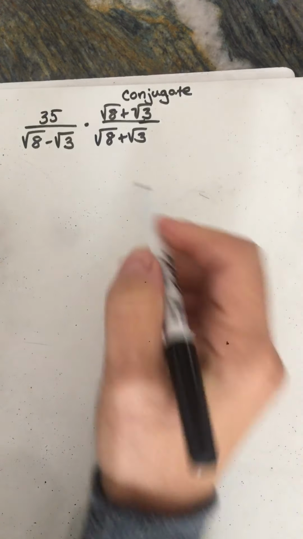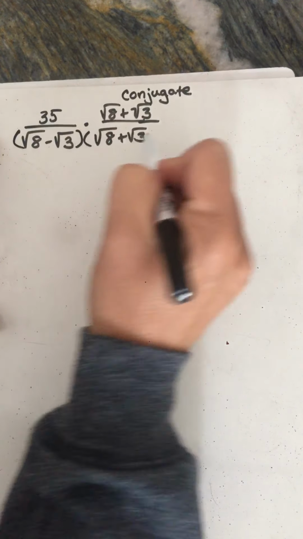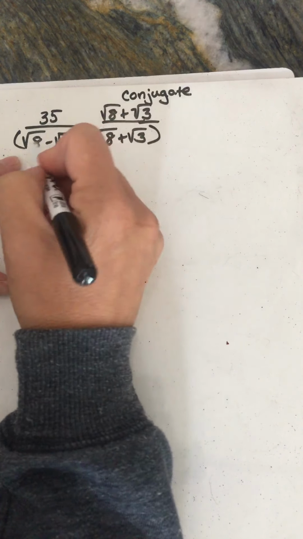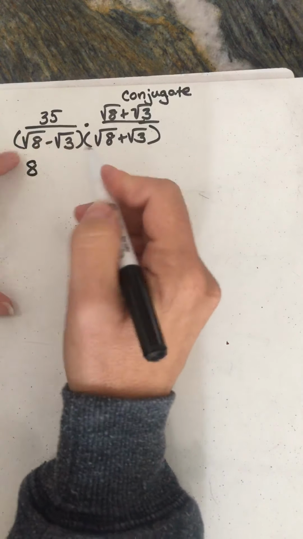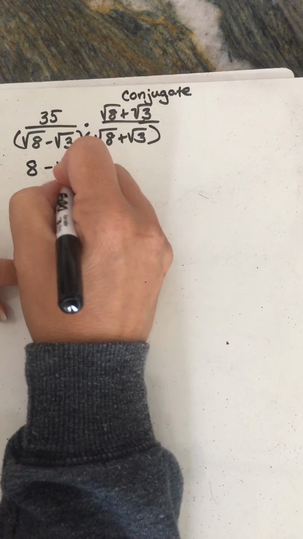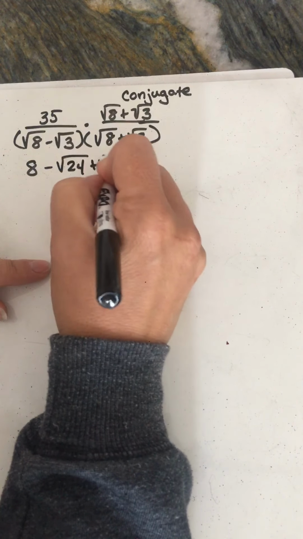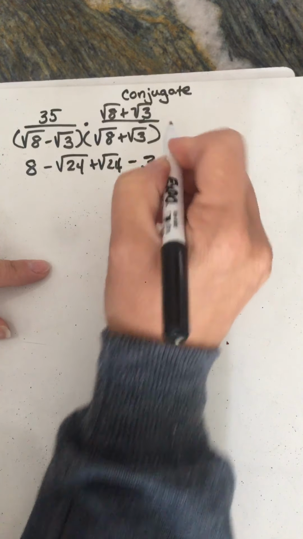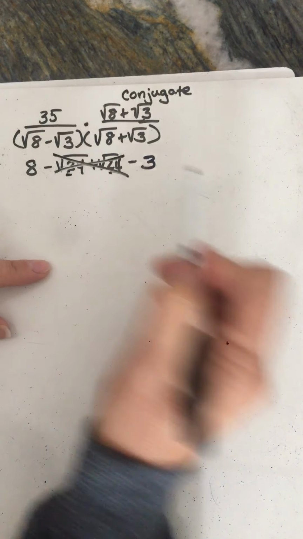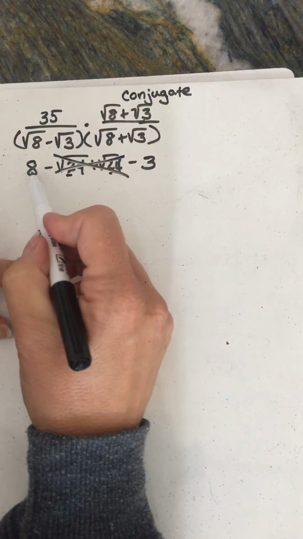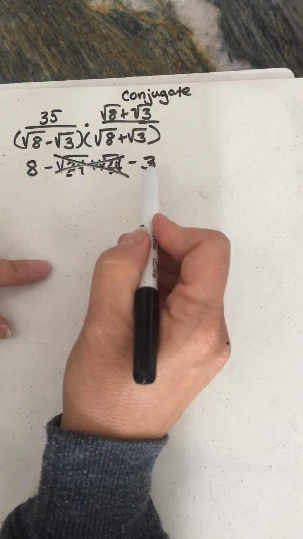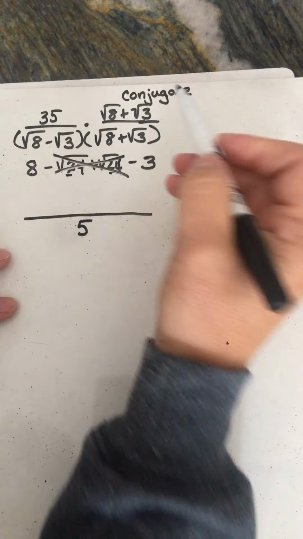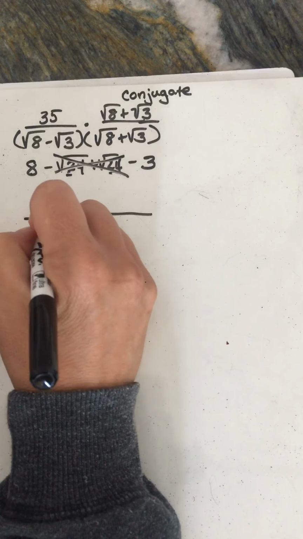And the conjugate is helpful because when you do your distributing or FOIL, if that helps you keep track of everything, you'll have square root of 8 times square root of 8 is 8, minus the square root of 24 plus the square root of 24, minus the square root of 9, which is 3. Look what happens. Your square roots are gone, so your denominator is just 8 minus 3, or 5. And it'll happen every time when you use the conjugate. So 5 is our denominator.